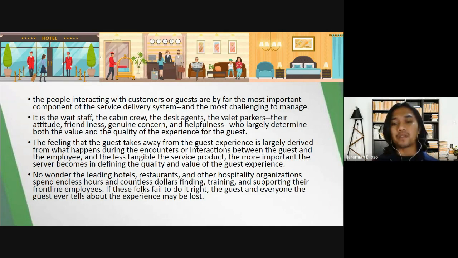If these folks fail to do it right, the guest and everyone the guest ever tells about the experience may be lost. So maybe you're thinking that being on the front line in hospitality is just very easy. You just need to smile. You just need to greet the guest, but it's more than that. It's more than just smiling and greeting. You need to undergo special training to equip yourself with the right knowledge, skills, and attitude to be able to serve our guests, so that their experience will be satisfactory.